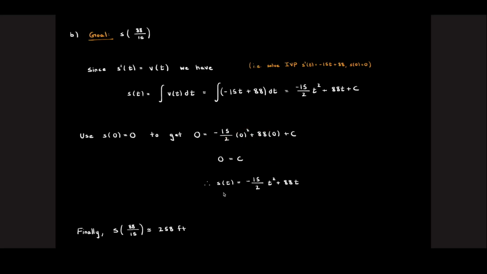So the particular position function we're looking for here is s of t equals negative 15 over 2 t squared plus 88t. And finally, our strategy was to plug in 88 over 15 into this function to give us how much distance has been traveled during the time that we were braking. It turns out to be 258 feet. And that completes the full problem.